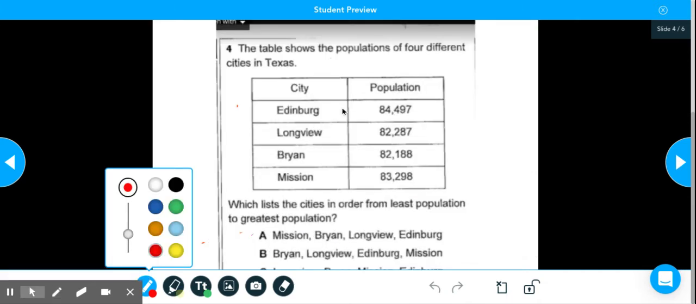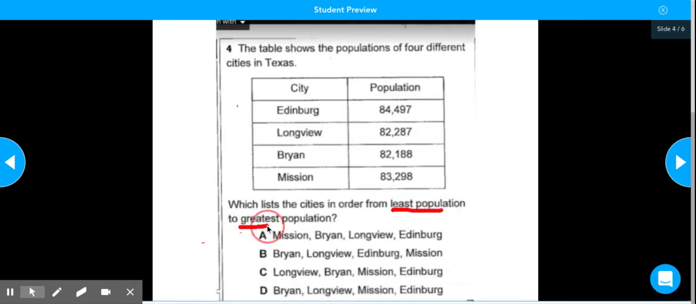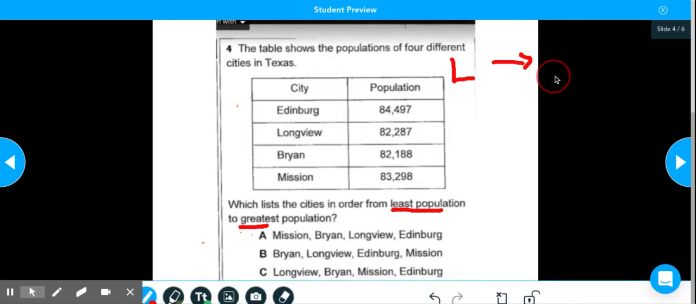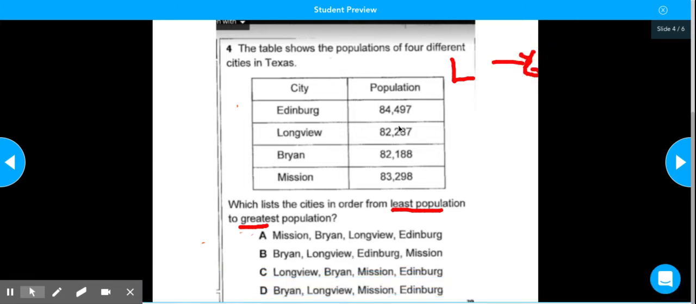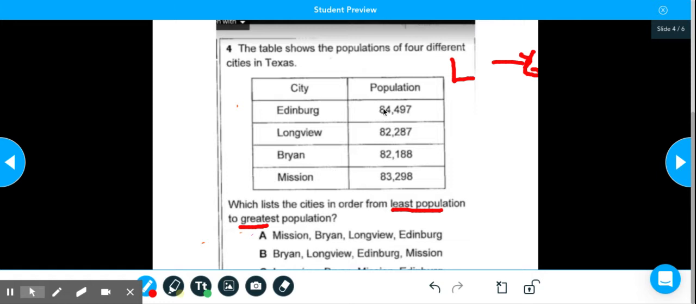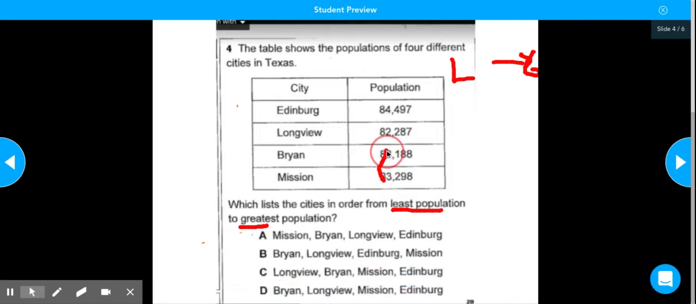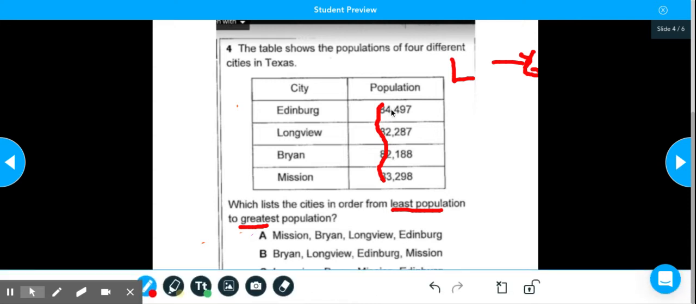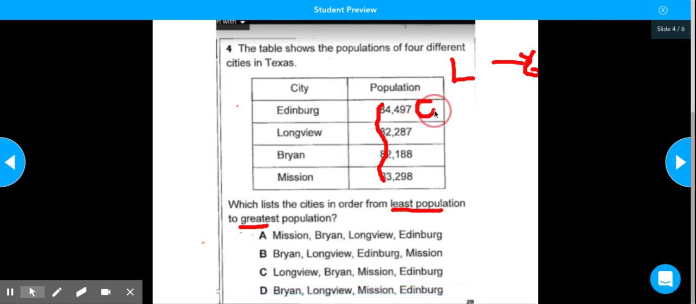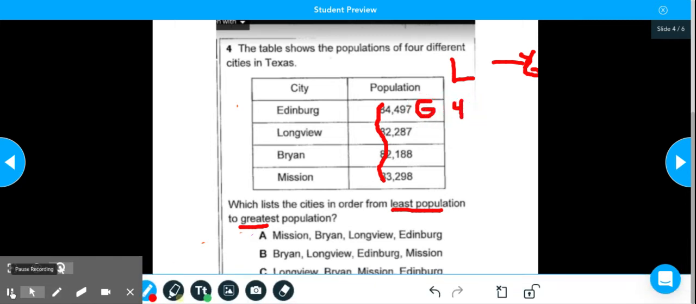Okay, then number 4 is asking you which list puts these cities in order from least to greatest. So the L to the G, right there. Okay, so if we look, the first number in the 10,000s place is an 8. That doesn't help us any. But then the next number in the thousands place is a 4, a 2, a 2, and a 3. Okay, well, that 4 tells us that that is the greatest number. So he's going to be in 4th place.